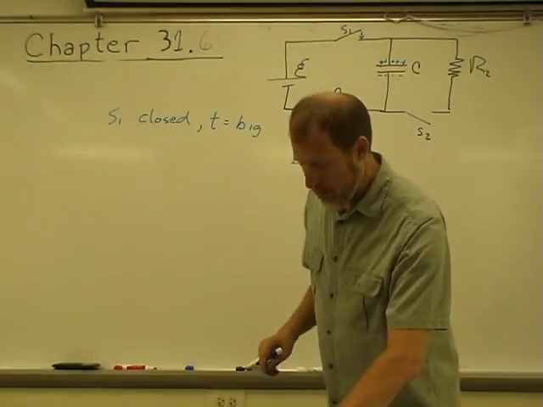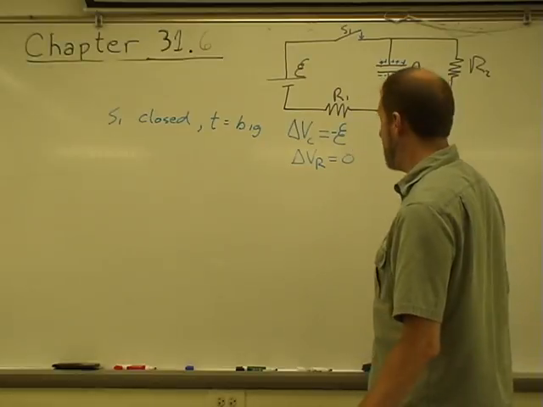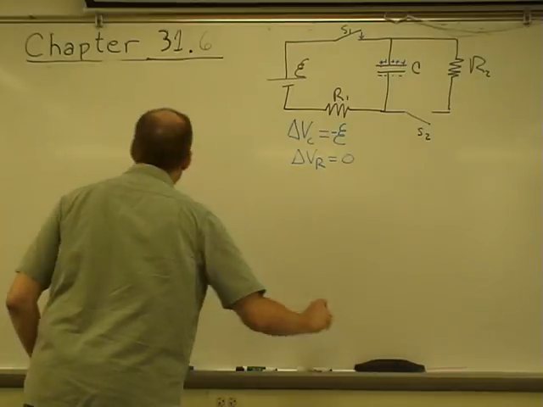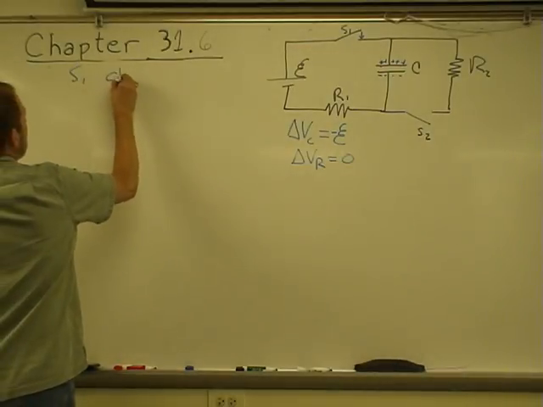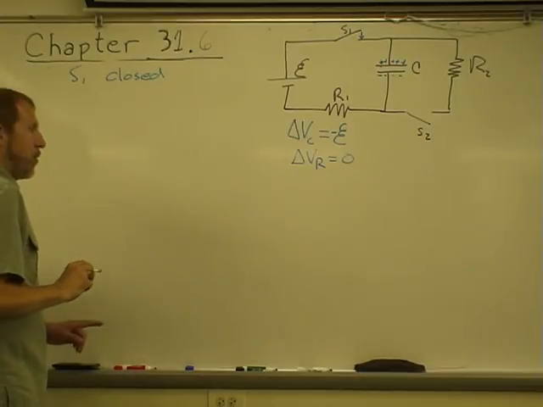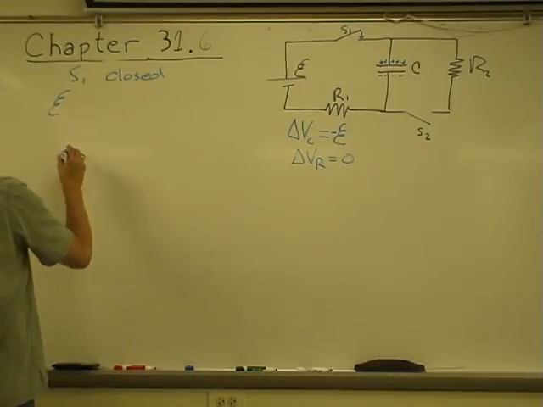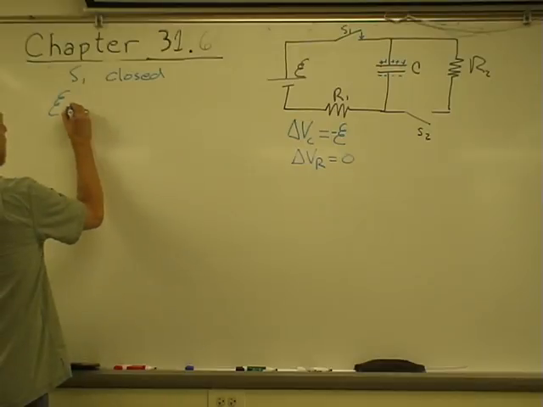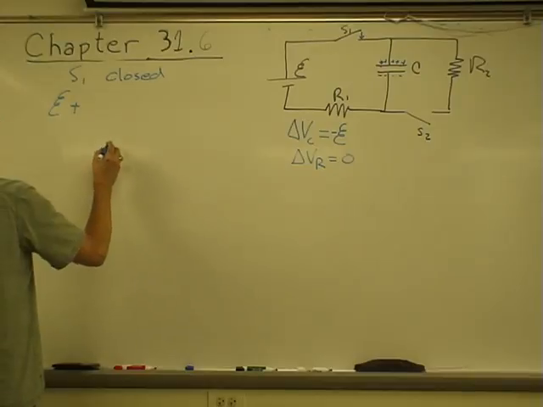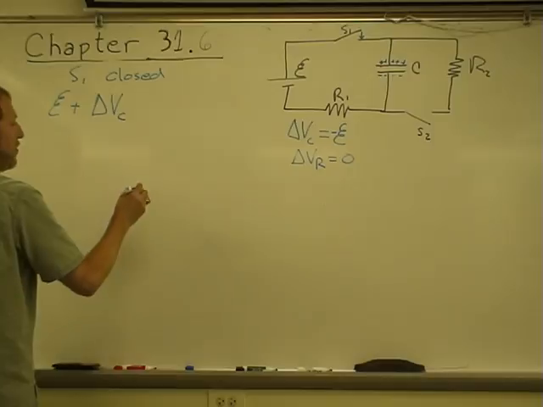Now, let's look at some of the steps of that over time. Let's start with the idea that I close switch 1. From the loop equation, I have the EMF of the battery plus the change in potential over the capacitor.